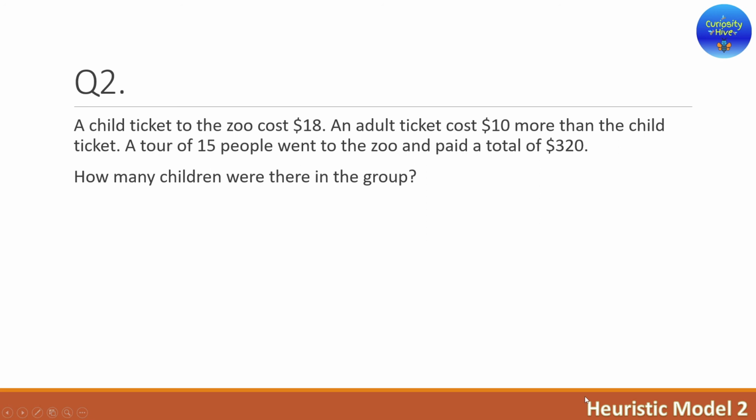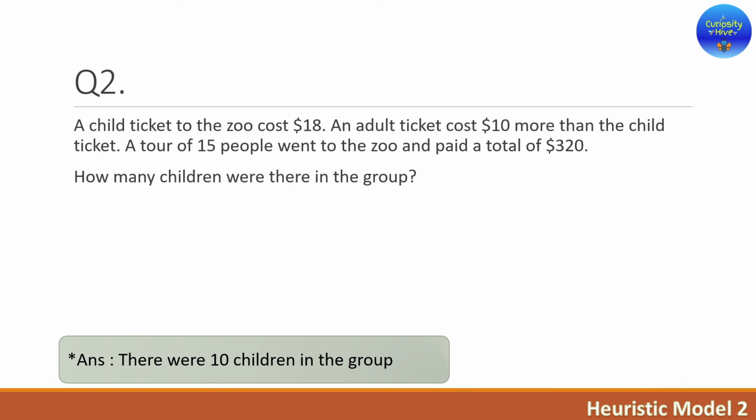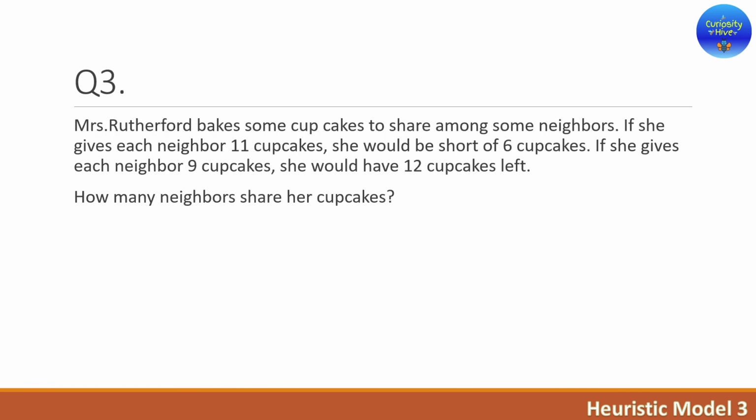Well, I hope you've got the answer right. The answer is that there were 10 children in the group. Let's head to the next question, which reads, Mrs. Rutherford bakes some cupcakes to share among some neighbors. If she gives each neighbor 11 cupcakes, she would be short of 6 cupcakes. If she gives each neighbor 9 cupcakes, she would have 12 more cupcakes left. How many neighbors share her cupcakes?